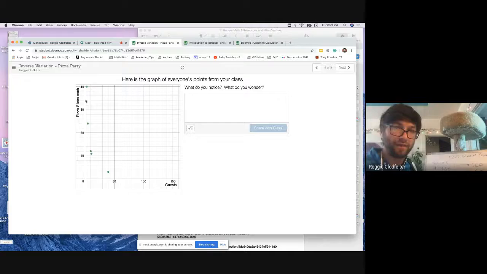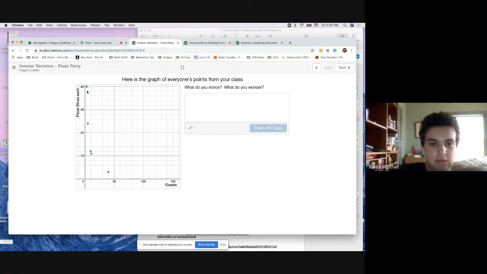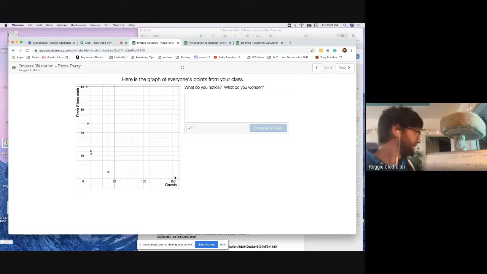So what do we think our little slopey line looks like? It looks like a curved, a parabola. Is that a thing? Yeah. Can we ever have 0 slices each?